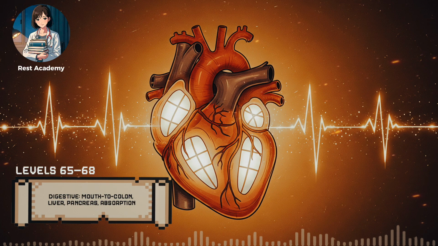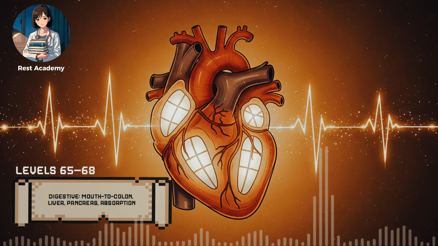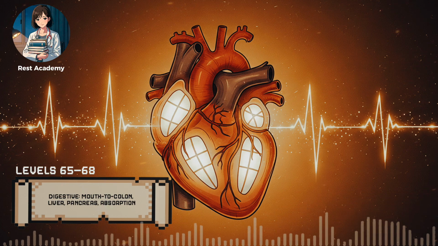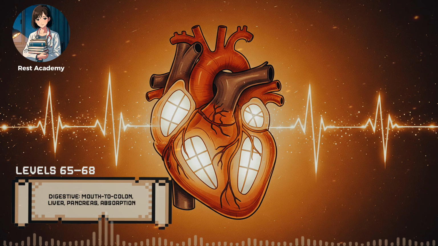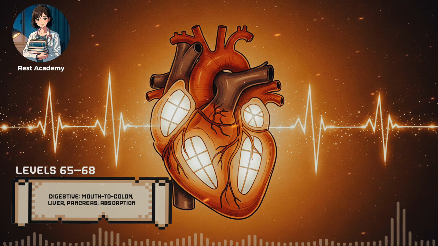If upper abdominal pain radiates to the back, especially after meals, pancreatitis must be considered. Bloody diarrhea with fever may signal colitis. Any combination of abdominal pain, altered bowel habits, or bleeding warrants careful evaluation.